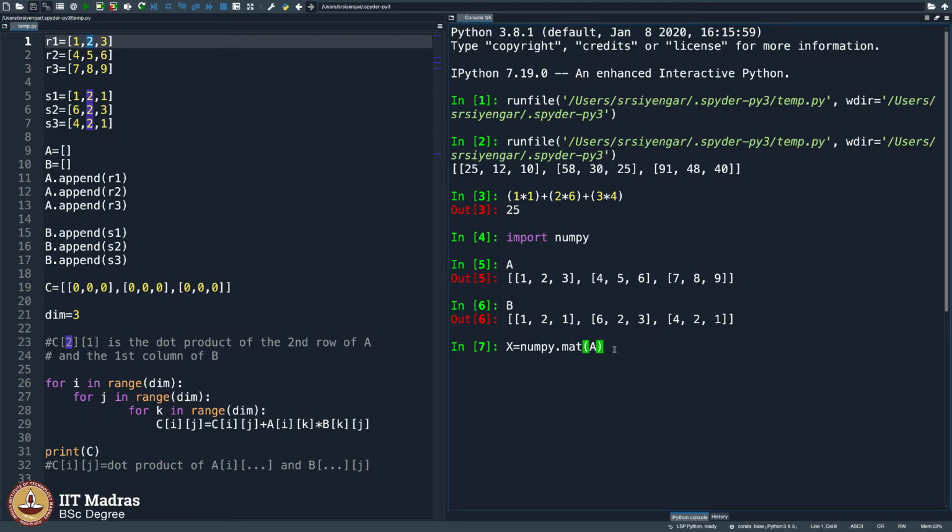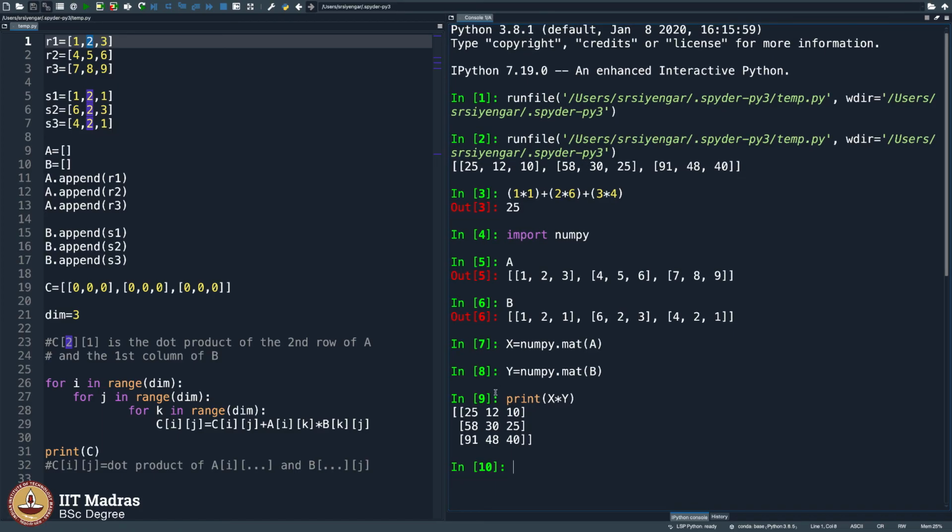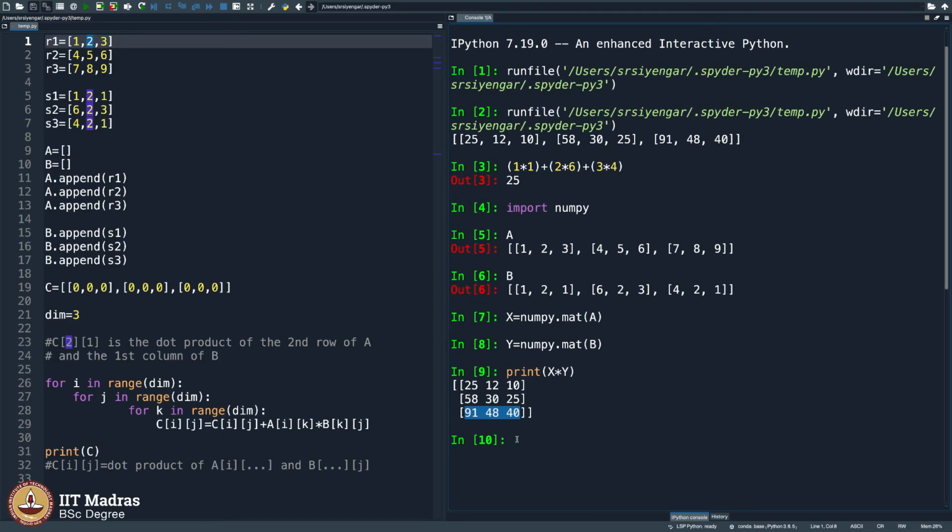So I say x equals numpy mat A, and then y equals numpy mat B. This is just converting the list A onto a matrix type, where it is understood that A is a list of lists. Now you say print x times y, boom, it shows you the matrix 25, 12, exactly the same matrix as you can see, 58, 30, 25, 91, 48, 40, and now you know why you want to punch me on my face.